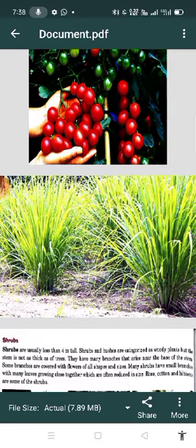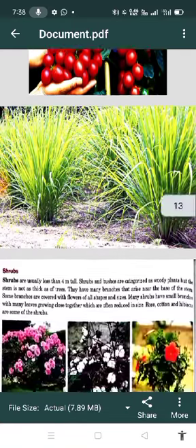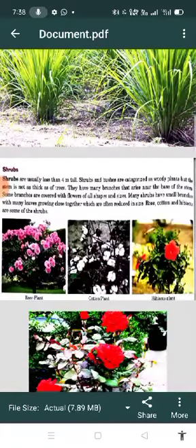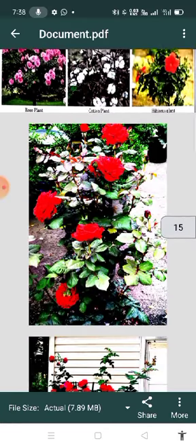Next, we will see shrubs. Which type of plants are called shrubs? So, we have to see in detail. So, shrubs are usually less than 4 meters tall. Shrubs and bushes are categorized as woody plants, but the stem is not as thick as that of a tree. They have many branches that rise near the base of the stem.